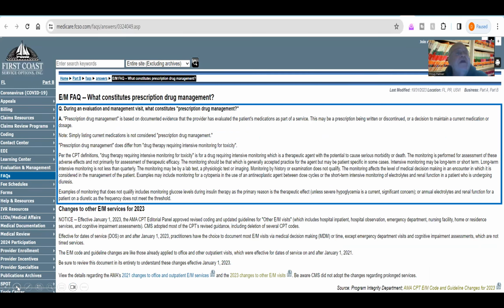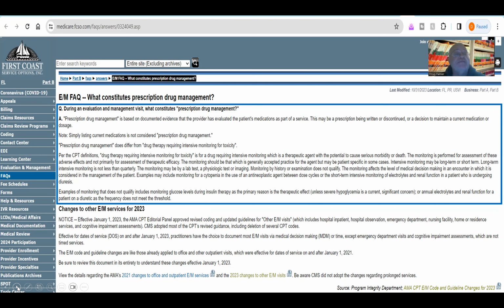and look for the continuity here. So again, this is First Coast Service Options, which is a CMS MAC, and during an evaluation and management visit, what constitutes prescription drug management? Prescription drug management is based on documented evidence that the provider has evaluated the patient's medications as part of a service. This may be a prescription drug being written or discontinued, or a decision to maintain a current medication or dosage. So you'll see simply listing current medications is not considered prescription drug management.